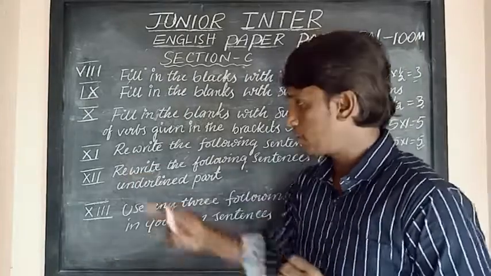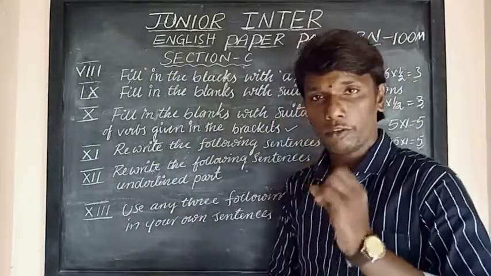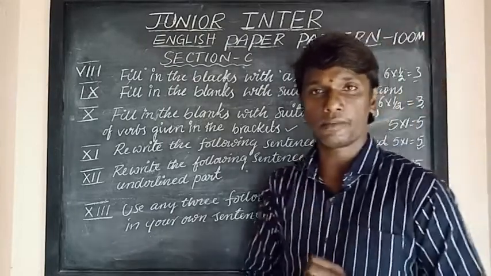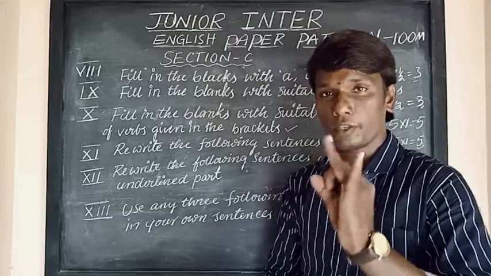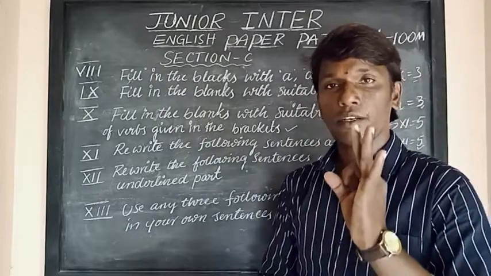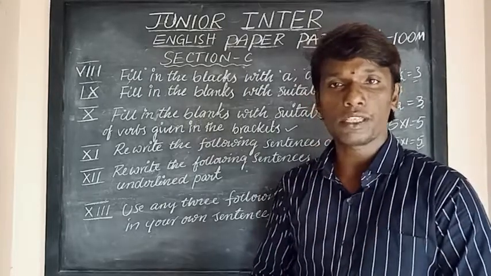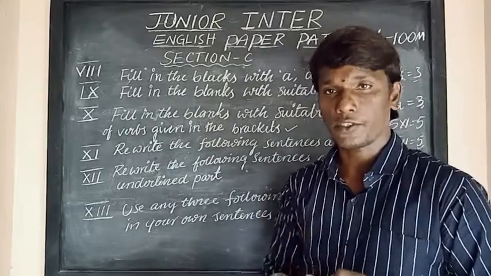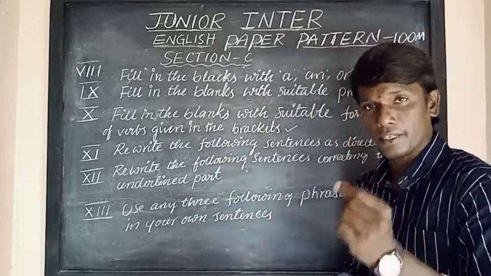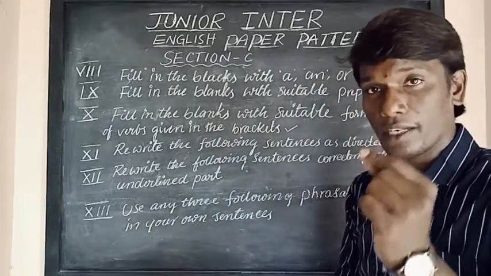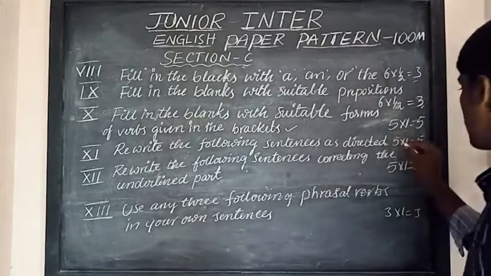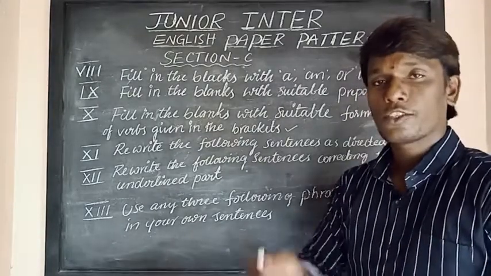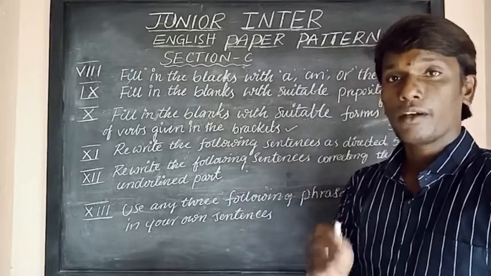I once again repeat, under the Roman number 11 there are 5 transformations of sentences. The first is voice, the second is reported speech, the third is degrees of comparison, the fourth is simple, compound, complex sentences, and the last is question tags. Each transformation of sentence is for 1 mark. Totally 5 into 1 is equal to 5 marks. Okay? So this is all about Roman number 11.